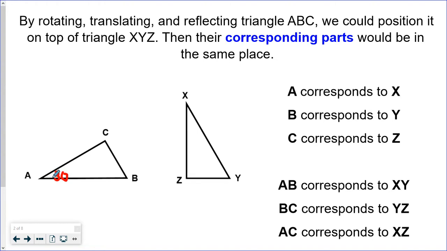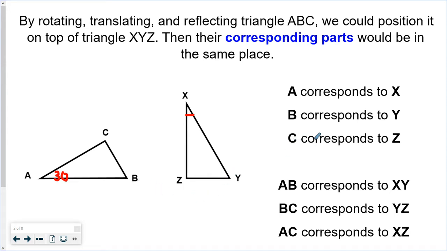You should be able to tell me then that, since A corresponds with X, and this figure is the exact same size as this figure, letter X should also be 30 degrees. If I rotate, translate, and reflect, letter B would match up with letter Y. So B corresponds with letter Y. If I said this is 50 degrees, you should know already that angle Y would be 50 degrees as well, because they correspond with each other.